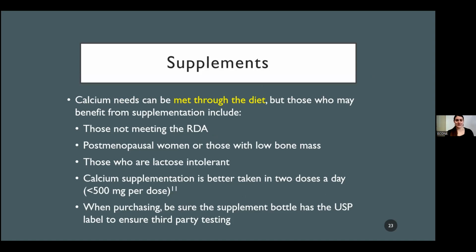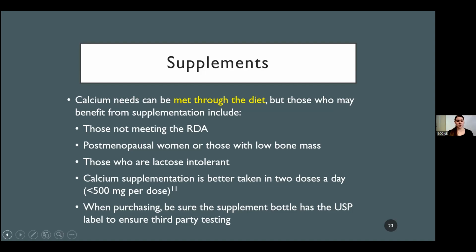All right, so we're going to talk a little bit about supplements. So maybe you are deficient in calcium. What do you do next? Well, supplements are an option that can be used if you are deficient. Of course, something that's a big theme in dietetics and nutrition is we want to try to meet needs through diet and food alone. But if that's just not working, supplements are okay as well.